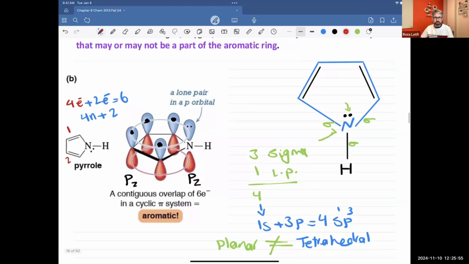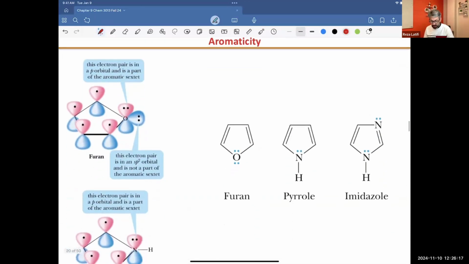Again, how do I figure out whether this molecule is aromatic or not? Ask yourself, how many electrons do you have? 4. Do we need to add the lone pair? If we add the lone pair, how many do we get? 6. So the lone pair will be part of the ring. In that case, your system will be aromatic. How about this one too?